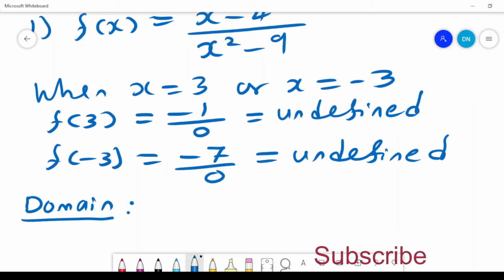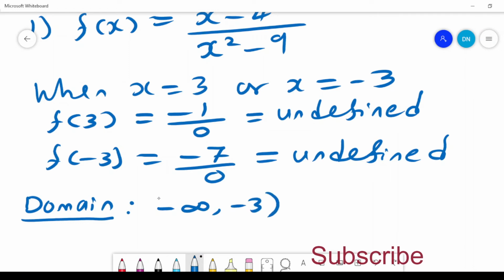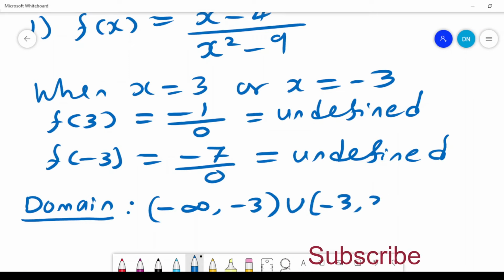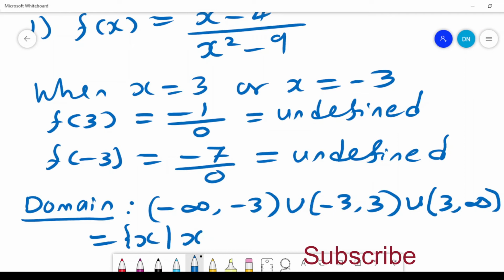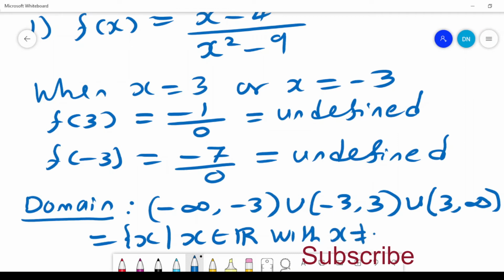we need to keep in mind that the domain will be from negative infinity to negative 3, where we exclude negative 3, union negative 3 to 3, where we exclude both ends, then union 3 to infinity. Or in other terms, we could say the domain is equal to x such that x is an element of the real numbers, with x not equal to negative 3 and x not equal to 3.